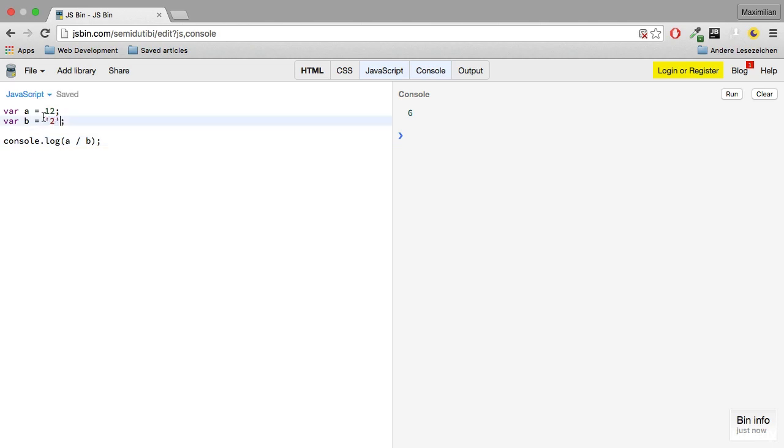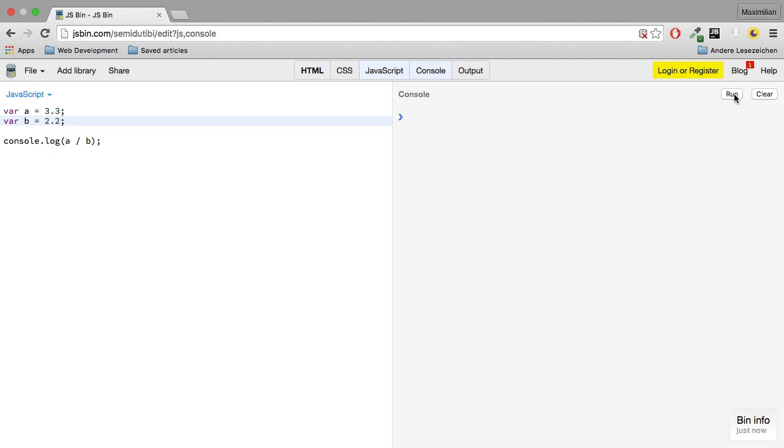If I turn 2 into a string, so b is now referring to a string, and if I hit run, I still get 6 because again, JavaScript is not able to create strings out of that. That only works for addition. Therefore, it tries to turn this into a number, which it successfully can do for 2, which is why we get back 6. Now what happens if I have 3.3 and 2.2?